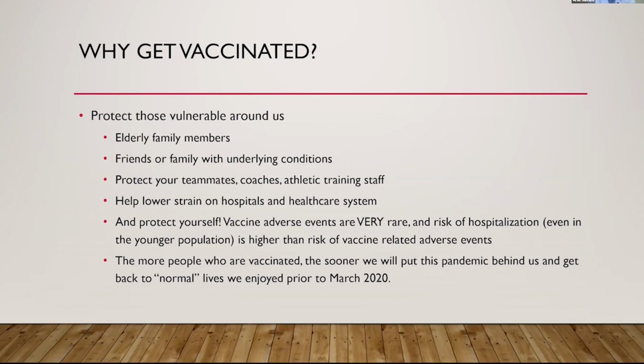So if you have elderly family members at home, anyone in a high risk category at home, you have teammates, coaches, athletic training staff, there's a lot of people we're interacting with on a daily basis that it's our duty to really try to protect. And that happens with not acting irresponsibly with our interactions, continuing with masks, using good hand hygiene. But vaccination does play into that as well.